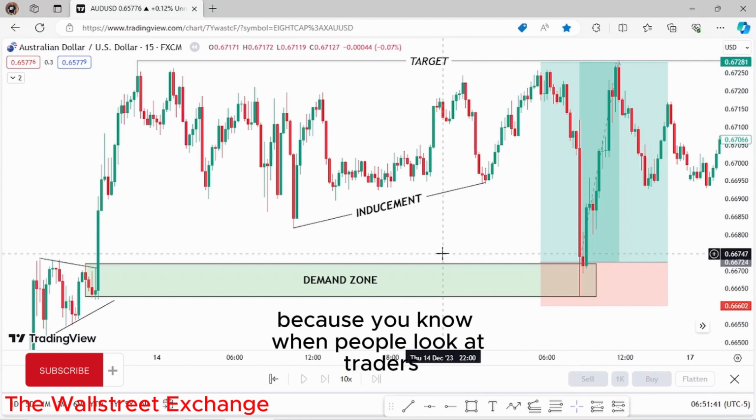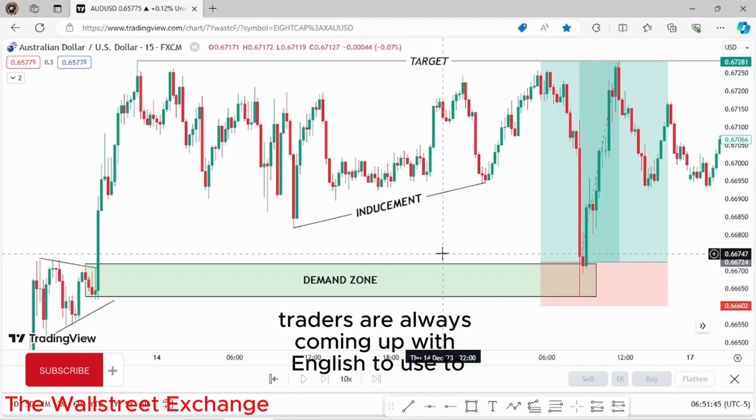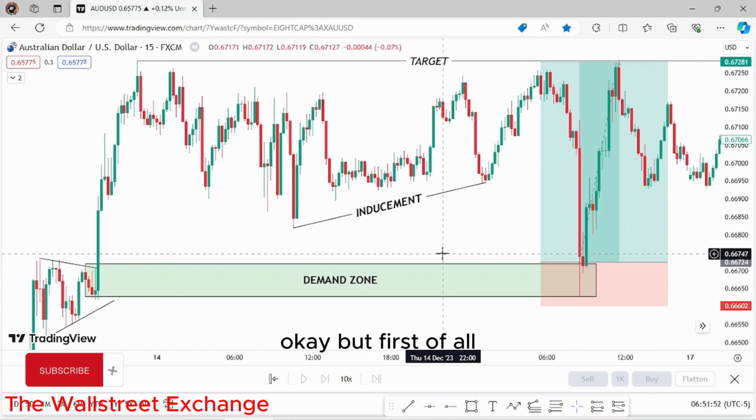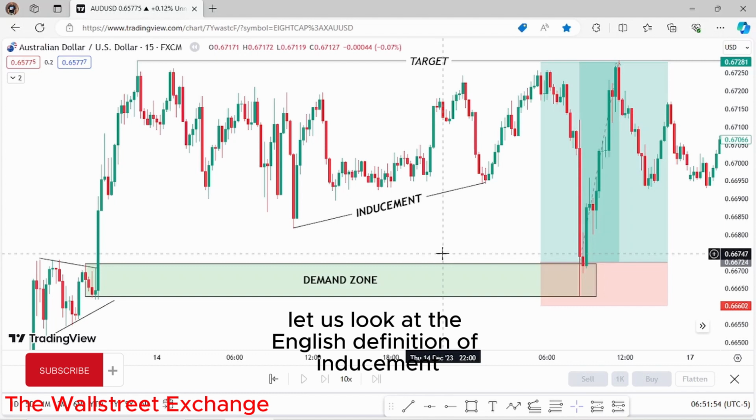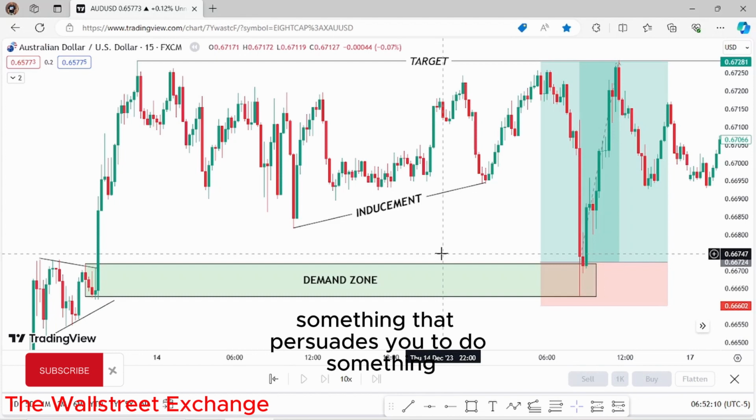Because you know, when people look at traders, they will be like, traders are always coming up with English to use to confuse people, but all these terms are actually applicable in real life. Okay, but first of all, let us look at the English definition of inducement. If you Google inducement meaning, you are most likely to see that inducement is a thing that persuades or leads someone to do something. Something that persuades you to do something.